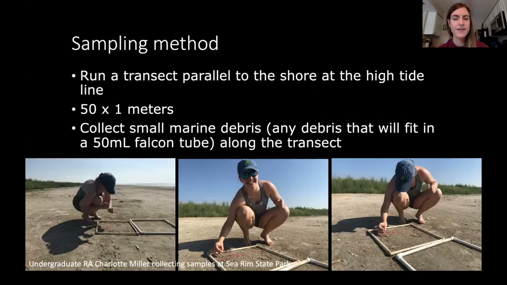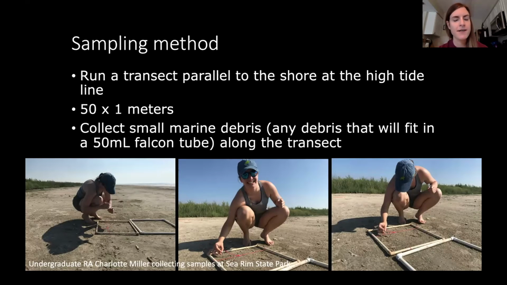So for our sampling collections, we've been going out seasonally, fall, winter, spring, and summer, although we may not get spring data at this point. We usually will run a transect parallel to the shore at the high tide line, and this transect will be 50 by 1 meters. The way we came up with this number is it's a modified protocol of the NOAA Marine Debris Monitoring Program. The original protocol called for a 100-meter transect, and we didn't have the time or the resources to do that.